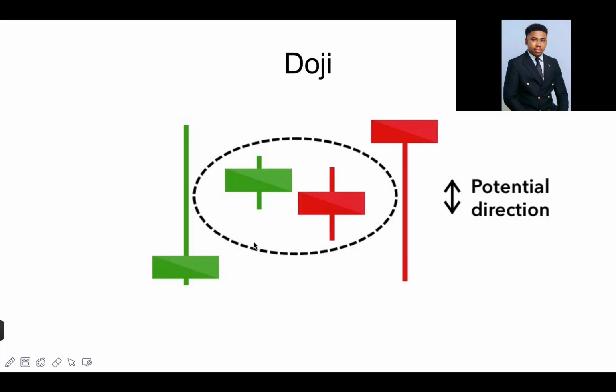So this is basically what a doji looks like. You can see very little body. It can have large wicks or non-existent wicks, but it has very little body, and it signifies indecision in the market.